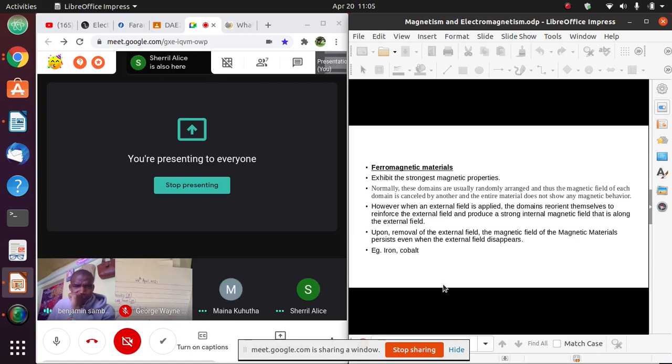Now, once you remove that magnetic field, these materials do not lose their magnetism. It's not like paramagnetic and diamagnetic materials. These are strong magnetic materials. They exhibit the strongest magnetic properties. When you remove that external field, they will retain the magnetism. An example is iron. Iron is a ferrous metal. Cobalt. We use these in the formation of permanent magnets.